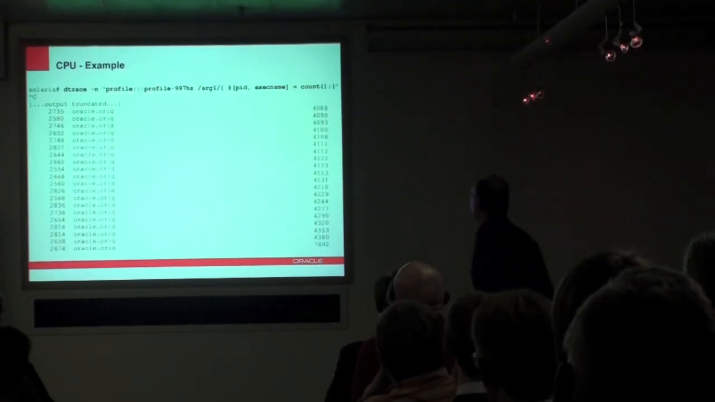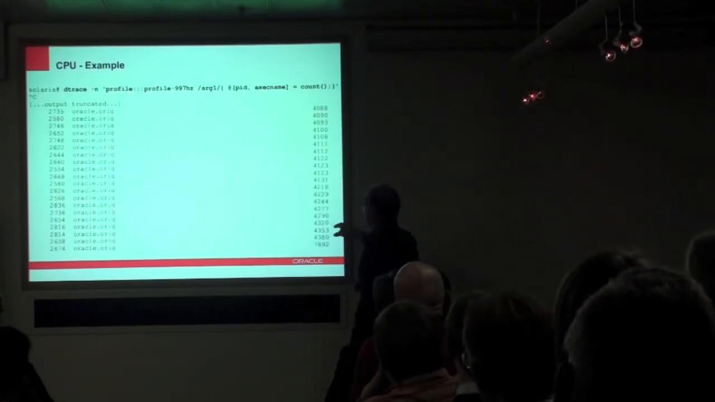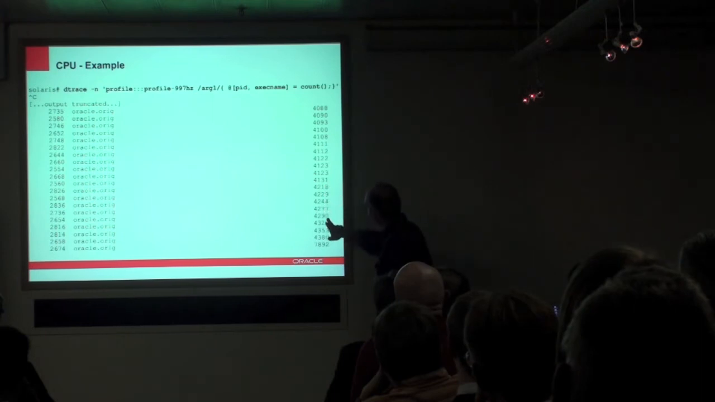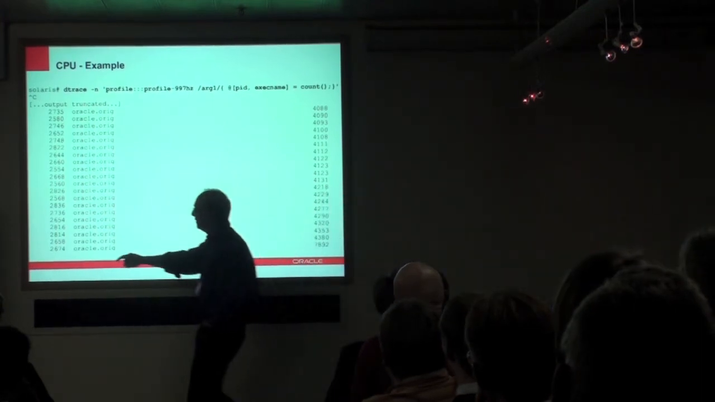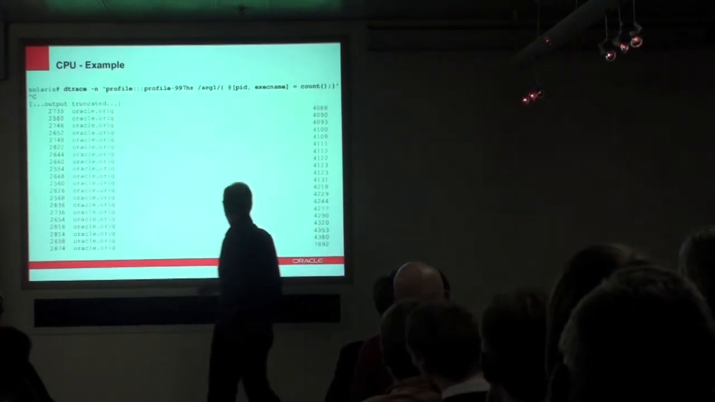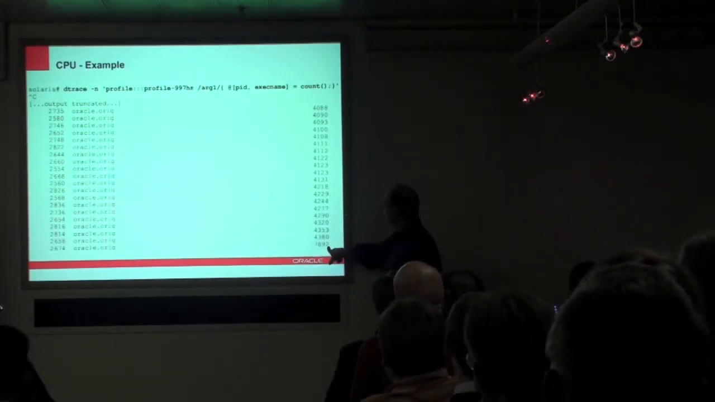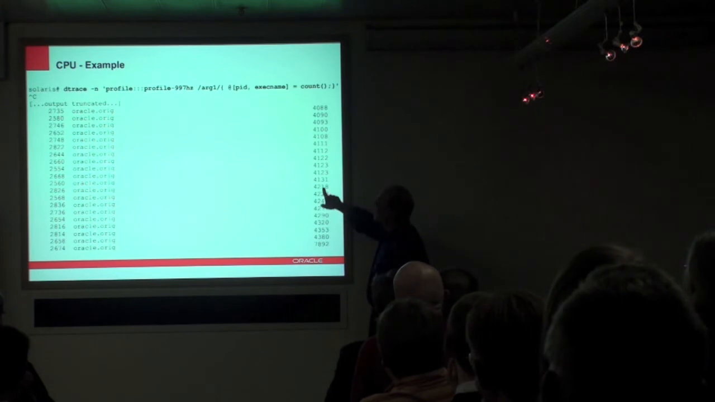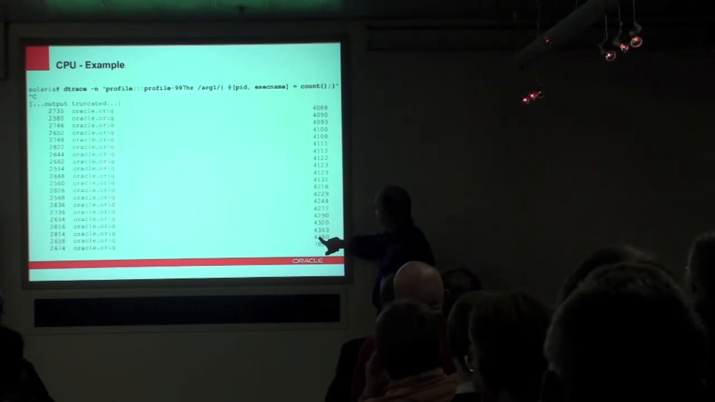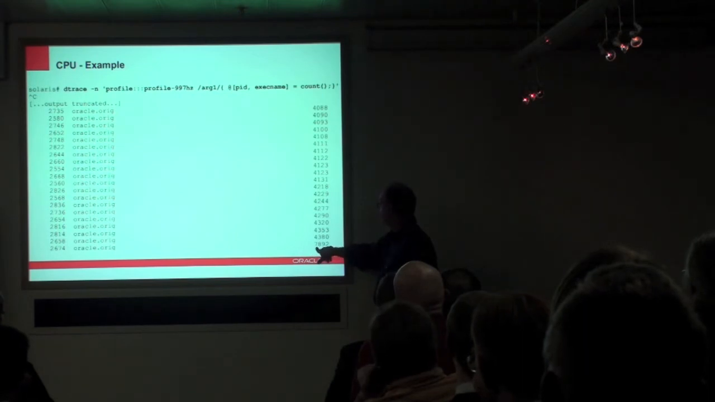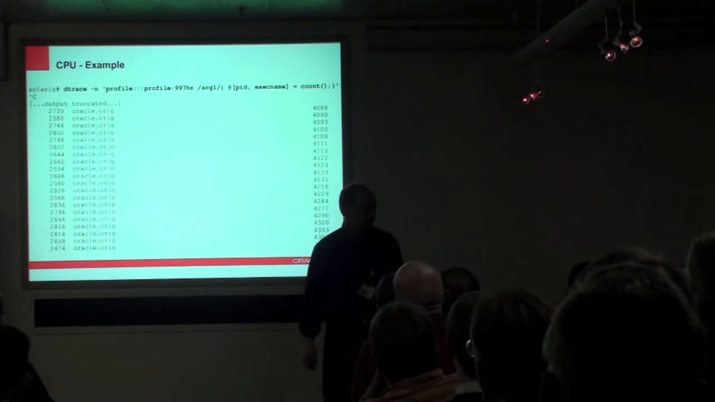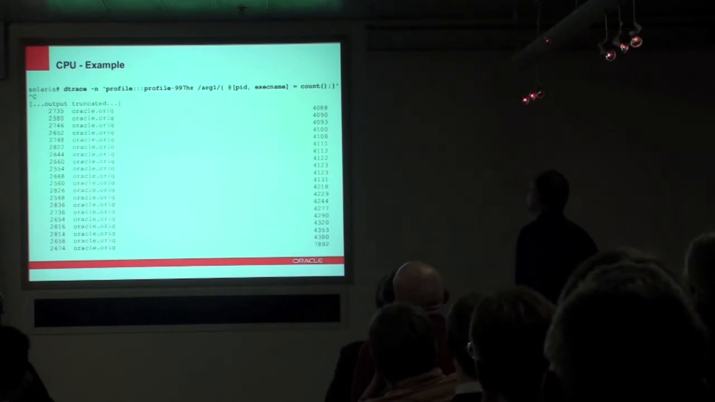So now I see, however, when I look at my count aggregation, I see that this one particular PID, PID 2674, was on CPU about twice as much as everybody else. Most of these other Oracle processes came up with counts in the 4,000 range. That process came up with a count of 7892. It was there twice as much as everybody else. So maybe I want to take a closer look at that.